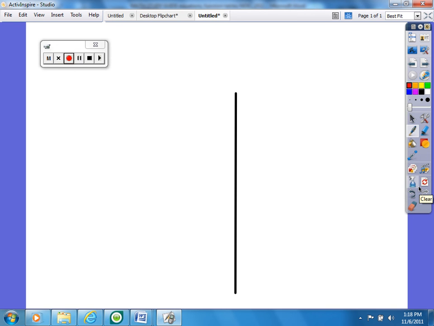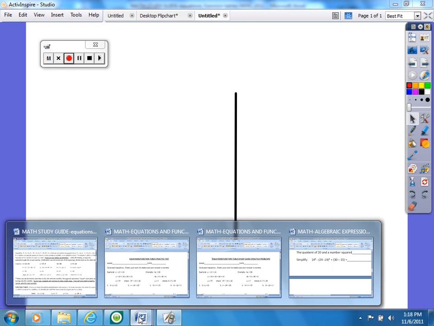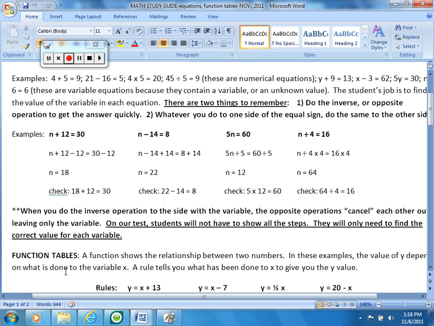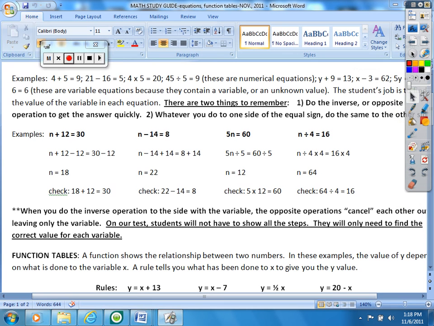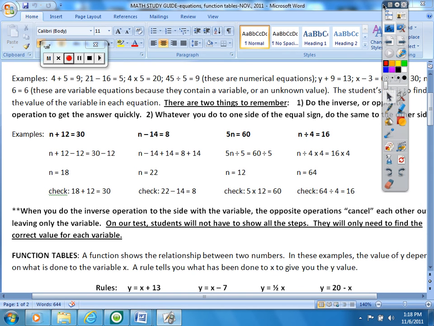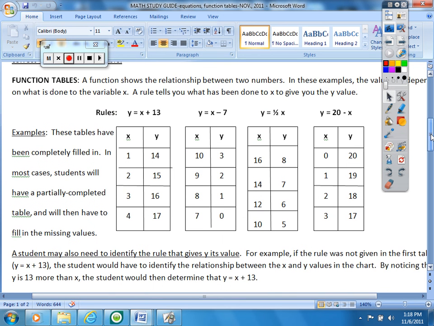Now, I do want to talk about function tables briefly. When you and I were in school, we didn't do a whole lot of function tables. I didn't. I'm probably a lot older than most of y'all. But this goes right along with what we're doing with expressions and equations. All right, now let me show you what a function table is.